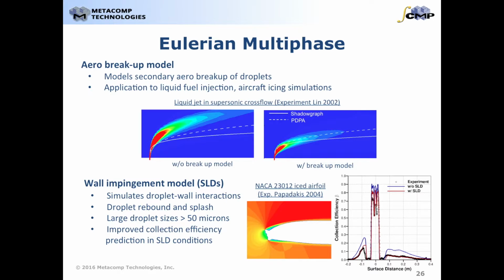This example shows a NACA airfoil with leading-edge ice. We compute the collection efficiency for a case with large droplets. On the graph, the blue line shows the result without the SLD model. The red line shows the result with the SLD model. We obtained very good predictions on the lower and upper surfaces of the airfoil and improved predictions at the leading edge in the region of the ice shape with the SLD model.